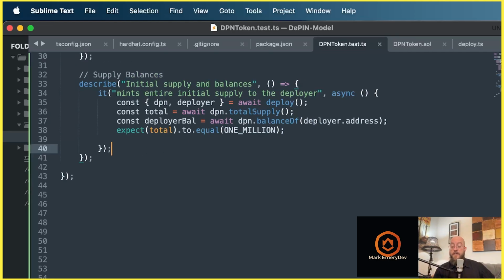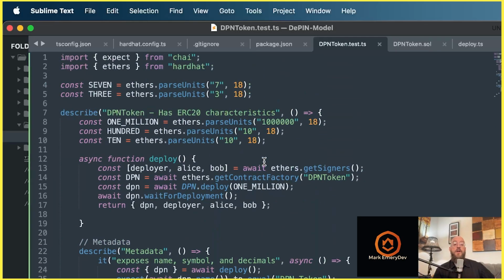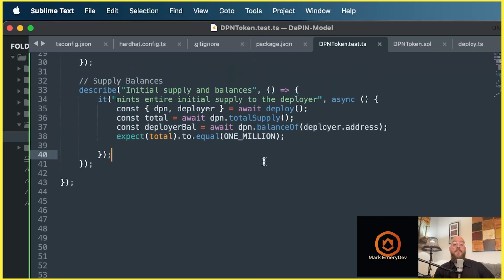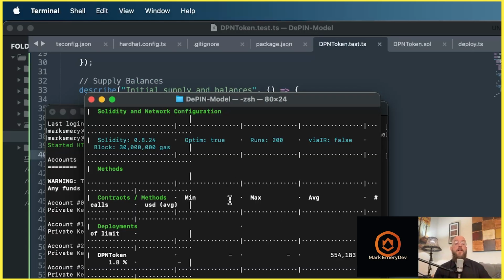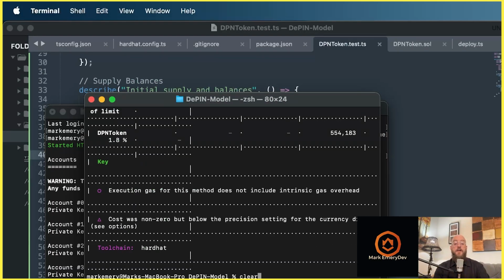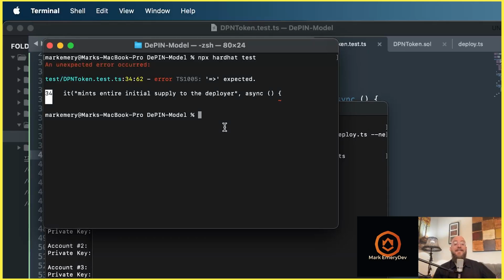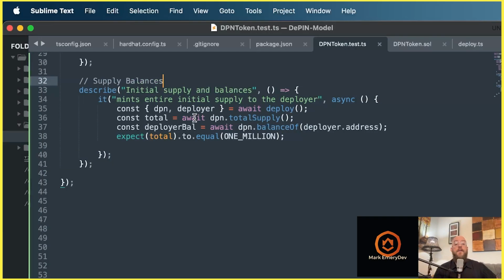So save. So just to give a quick review, here's where we are. Supply and balances, okay? Now, bring the terminal up. I'm going to go ahead and clear it. npx hardhat test. Okay, let's get that fixed. Let's see, on line 34. Right here, doggone it.